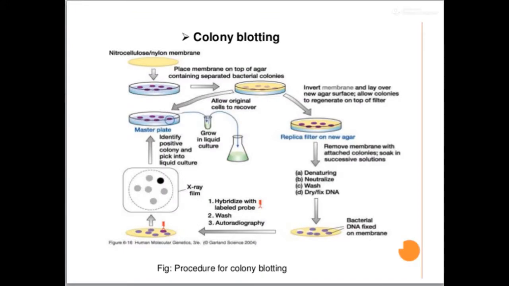You can just have a look at the picture, then it will be more clear to you. If this is a plate containing recombinant bacterial colonies, you take a nitrocellulose or nylon membrane and place it on top of the agar containing separated bacterial colonies. There will be a master plate over here, where all the cells are allowed to grow. At the same time, you take the filter paper and place it on a new agar.